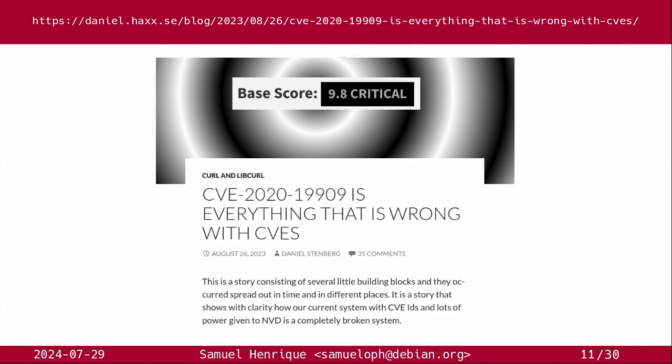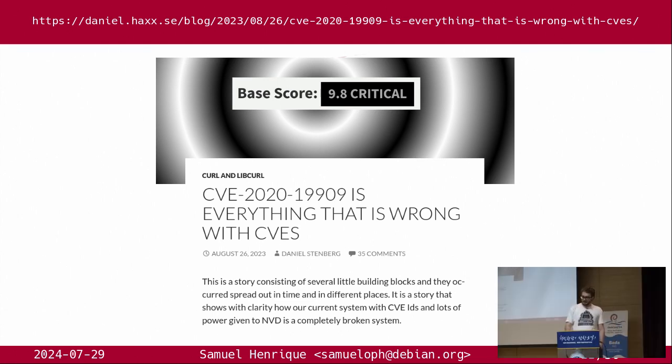Another thing that happened last year, there was an interesting one. That was a curl CVE. I struggle to pronounce curl every time. That's CVE-2020-19909. And this is a screenshot of the blog post by Daniel Stenberg. He's one of the curl developers. And the blog post is titled "CVE, the ID, is everything that is wrong with CVEs."